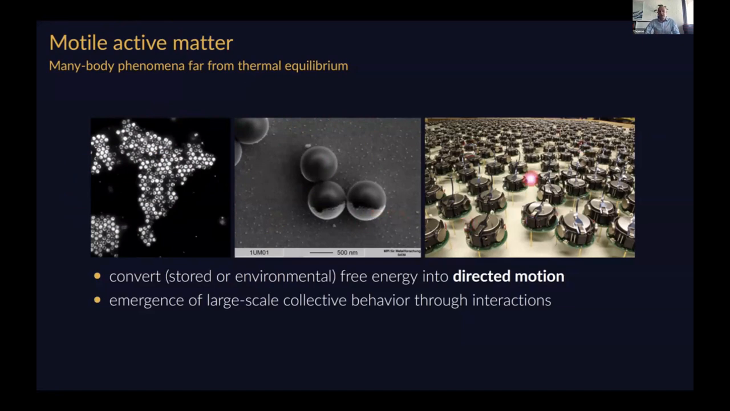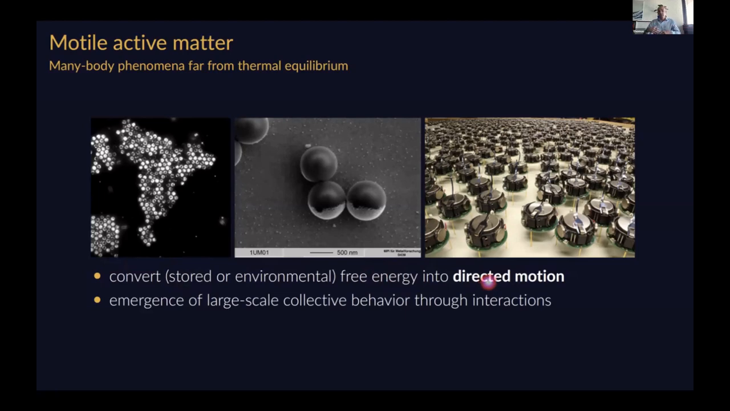And also very interesting now is applying these ideas to robotic systems where you would like to implement programmable, robust behavior of units where each unit itself is error-prone, is subject to fluctuations and so on, but still you want to have, through emergence of collective behavior, robust programmable behavior. And it's been a staple that these systems are out of equilibrium and that they somehow convert stored or environmental free energy into directed motion of their constituents.